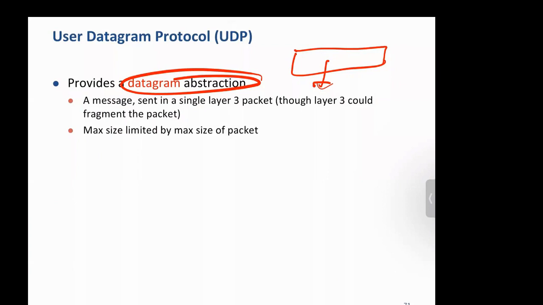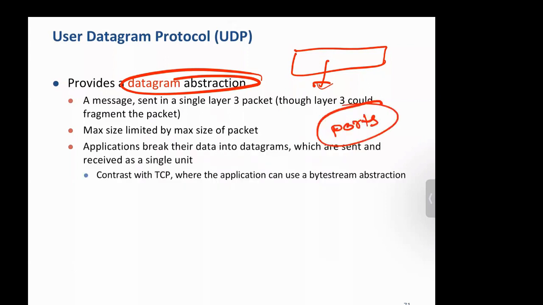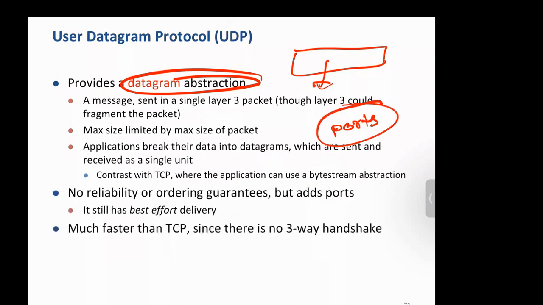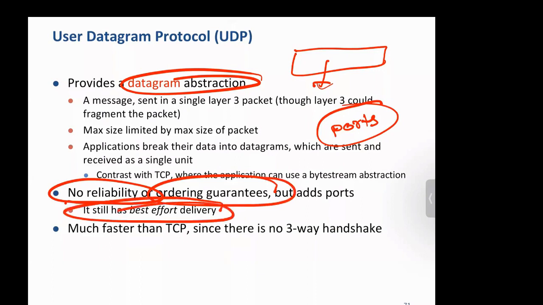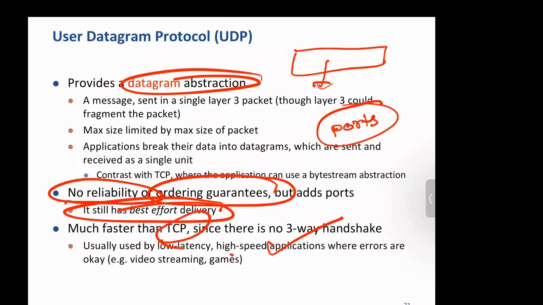So the only thing UDP does is define ports. So that's it, right? There is no reliability, there are no ordering guarantees. It is best effort. It's very similar to IP. It's just IP plus port numbers. That's it. So it's very fast because there is no three-way handshake similar to TCP. Some applications like video streaming may want it.